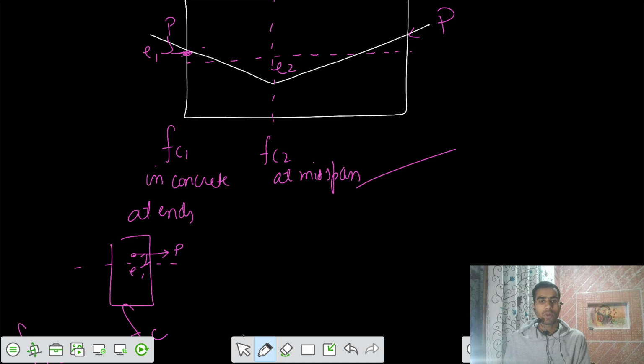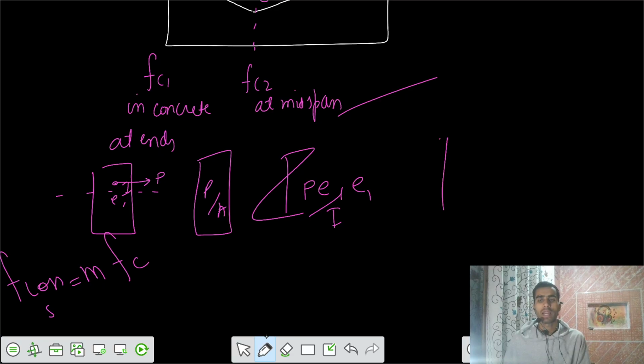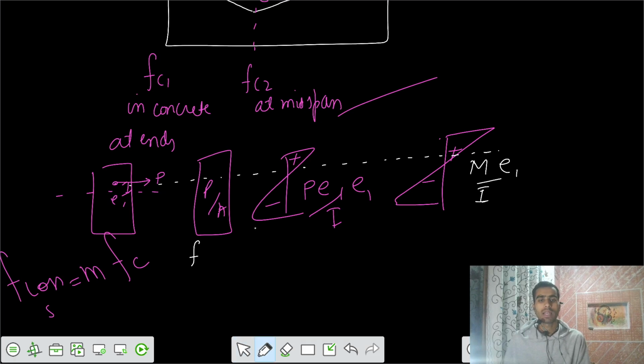So corresponding to E1, I have some stress of P by A. One more stress is P E by I, with one more E, that is E1. The third stress is because of the moments, which we can also have. At this location we have to calculate at the level of steel wires. That is actually M E1 by I. So the sum of these at the level of steel wires is FC1.